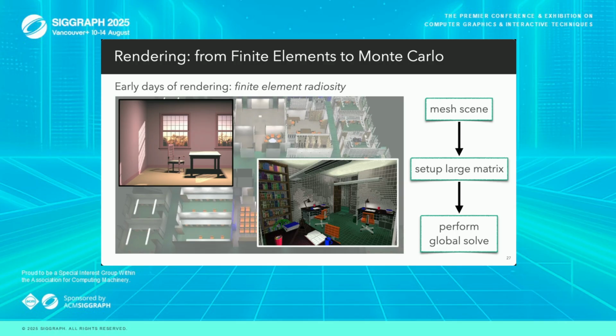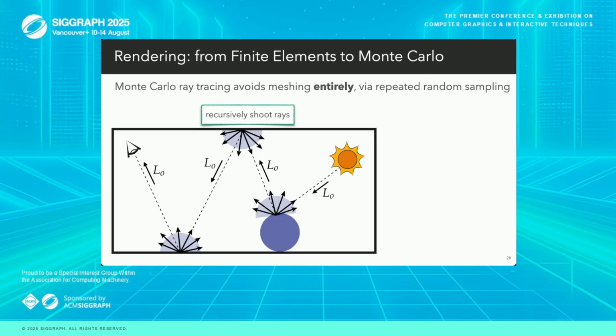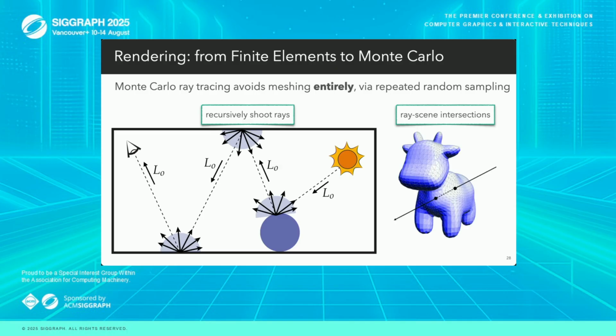And this idea fell out of fashion for a number of reasons, but in large part because meshing, again, is just really, really hard. Instead, the rendering community moved away from finite element methods and toward Monte Carlo methods, where you just recursively shoot rays that bounce around the scene and collect information about illumination. And so now, instead of meshing, you just have to compute this very, very simple geometric query: where does a ray pierce the geometry? Which is much easier to do.